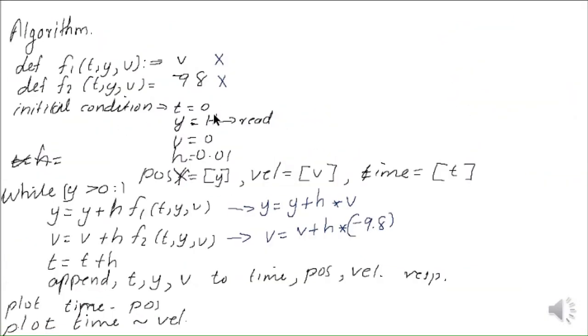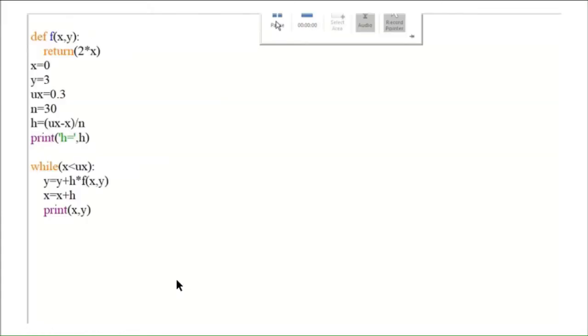We have discussed the algorithm. We defined both f1 and f2. We initialized everything. Then we started a loop to find new values of y, v and t. We appended them in the respective lists. Then we plotted the graph, the time position graph and the time velocity graph. So this was our program.